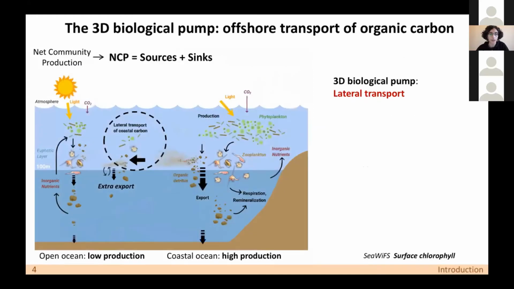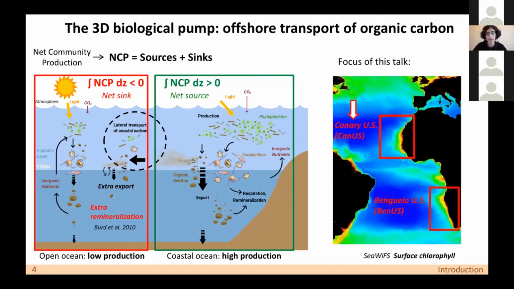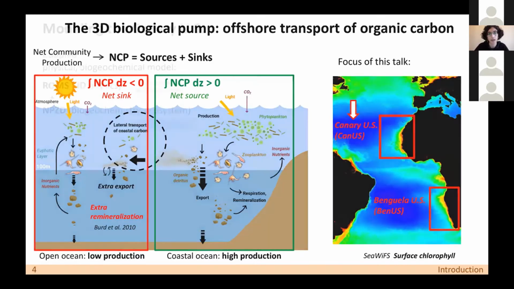So going back to the biological pump scheme, I added here the possibility of lateral transport of coastal carbon, which does allow the coastal ocean to be a net source for the organic carbon and the open ocean to be a net sink for the organic carbon. And the focus of my talk will be exactly this. So I will talk about the lateral transport of organic carbon and focus in particular on the Canary upwelling system. Towards the end of my talk, I will talk a bit about the Benguela upwelling system. That is what I'm working on at the National Oceanography Center more recently.